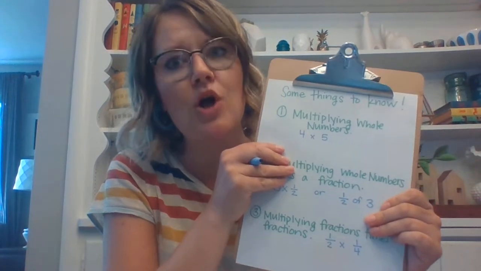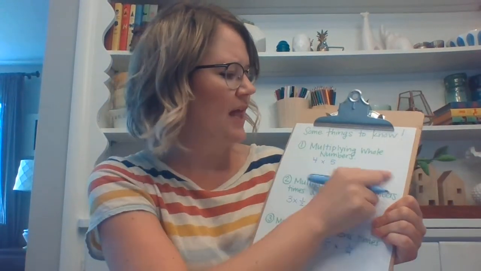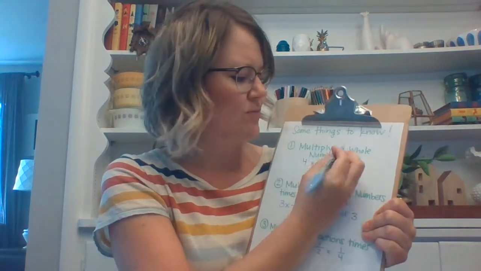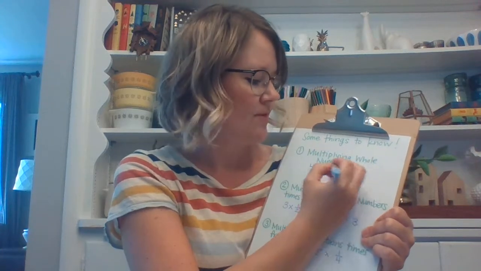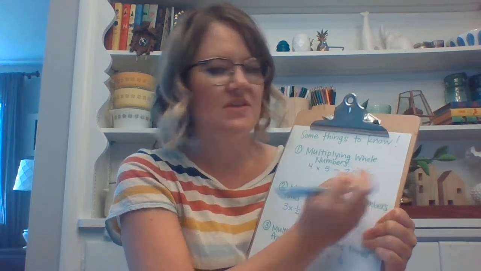The first one, you all know how to do. Multiplying whole numbers like 4 times 5. We can multiply whole numbers pretty easily in our heads. We don't even need to draw an array anymore. 4 times 5, piece of cake, 20.